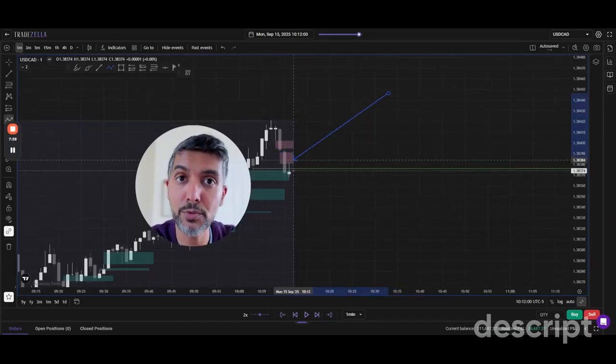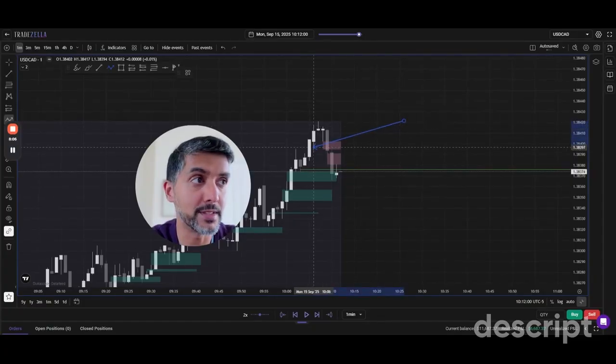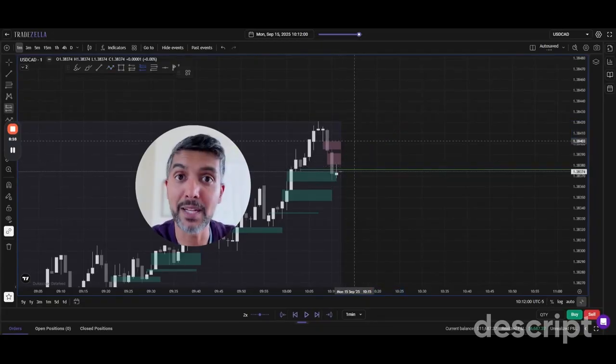We can see that there are two fair values created on the 1 minute that could provide viable entries. While I do like to look at the 5 minute for entries, in this case, the 5 minute doesn't provide me with a viable entry. So I'll stick to the 1 minute and notice this inverted fair value gap that's been created by this aggressive move down. That becomes my entry.